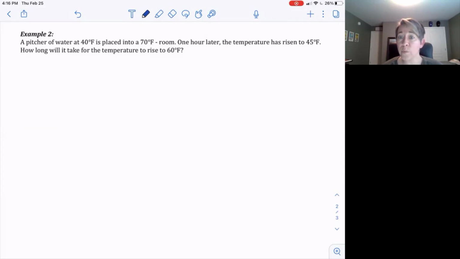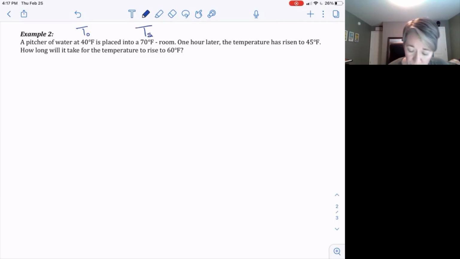1 hour later, the temperature has risen to 45 degrees Fahrenheit, and it's asking how long will it take for the temperature to rise to 60 degrees Fahrenheit. We're dealing with temperature change here, so we're hoping to use Newton's law of cooling. Let's see what temperatures are being given. The pitcher of water is 40 degrees Fahrenheit, so that is the initial temperature of the pitcher of water. The 70 degrees Fahrenheit is the temperature of the room, so that would be T sub S.